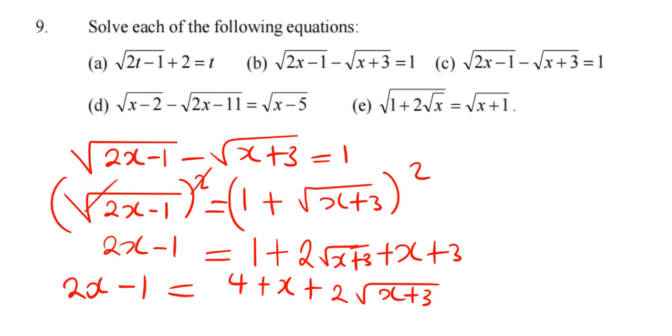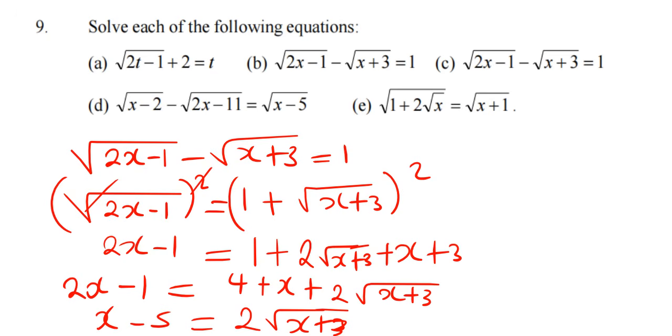Then I think from here I can now put the like terms. I'm going to take the x to the other side. When I take the x to the other side, it's going to be negative. It's going to be 2x minus x, which will just give me x. I'm going to take the 4 to the other side. It's going to be negative 4. Negative 4 minus 1 is going to be negative 5. So I'm going to have x minus 5 is equal to 2 root x plus 3.